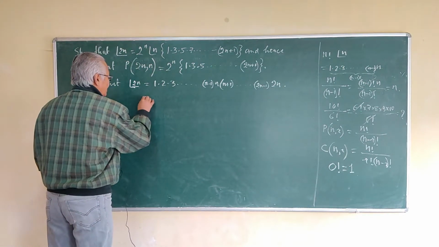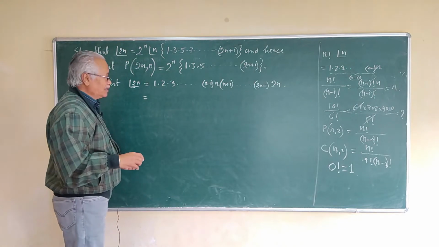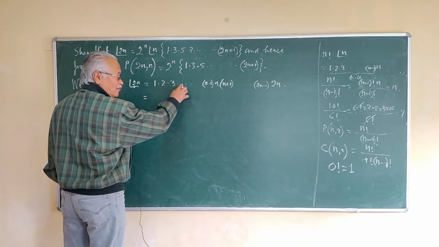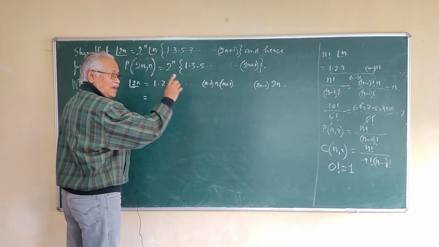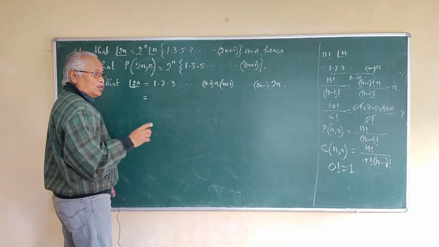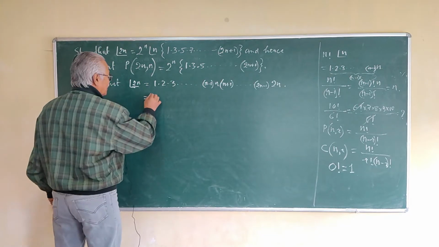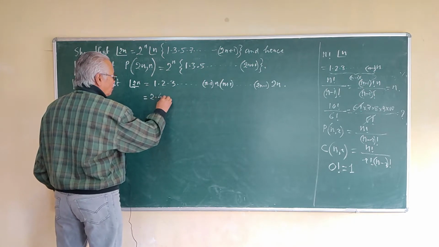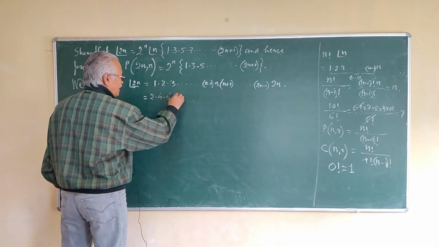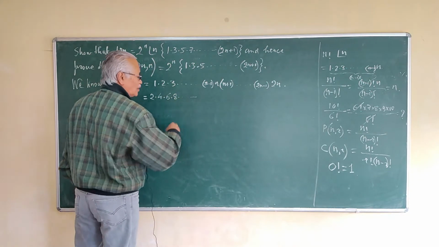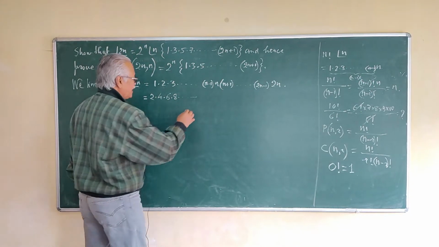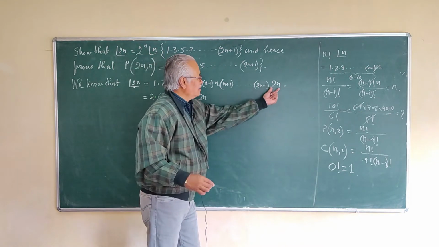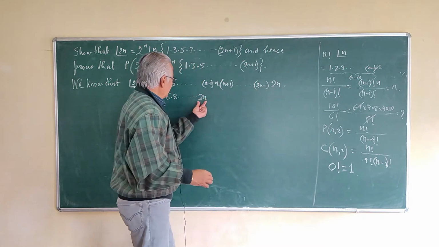Okay, let's try to separate out the even numbers first. 1, 2, 3 is followed by 4, 4 is followed by 5, 5 is followed by 6. So what are the even factors? Even factors will be 2 first, followed by 4, followed by 6, followed by 8, and your nth term will be what? Nth term will be twice n. So you bring the last even number, that nth even number, here.